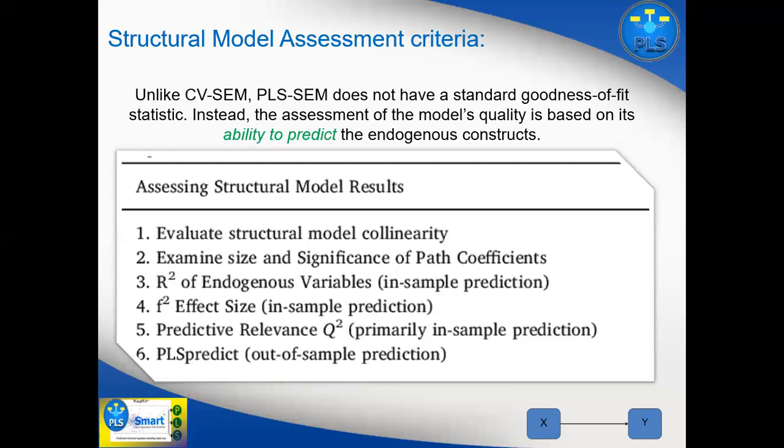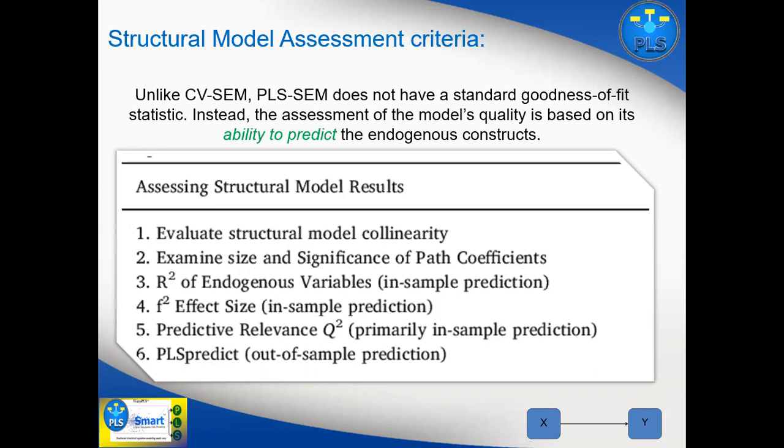So, when assessing the structural model, there are so many things that you have to consider. Maybe in assessment of a measurement model, we have almost 6 or 7. Here we also have another 6. So get ready to know them one by one.